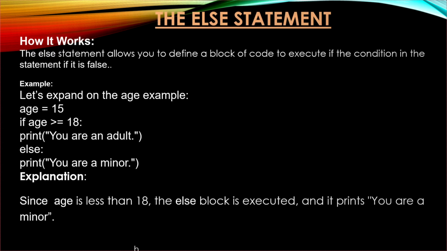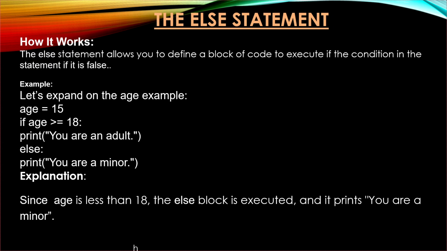And the second one we will see here is the else statement. Okay, as you all know, the else statement is used to define a block of code to execute if the condition is false. In the if statement we just saw that if the condition is true, the message is printed. But what if the condition doesn't seem true? So there should be a backup option, that is the else statement.